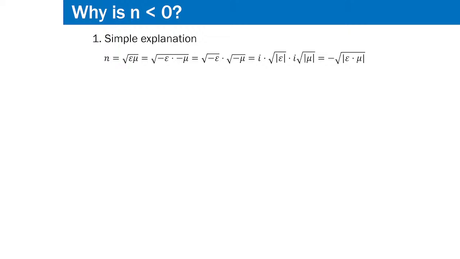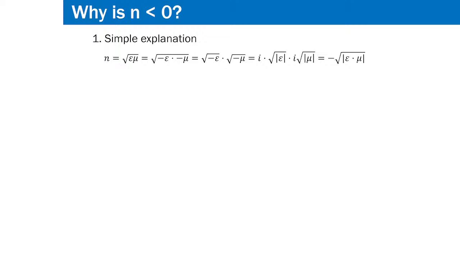So this product will give us minus 1 into root over of absolute epsilon into absolute mu, which is minus root over of epsilon into mu absolute. And root over of epsilon into mu is n. Therefore, n, or refractive index, is negative. This is one way of saying why n is negative using simple mathematics.